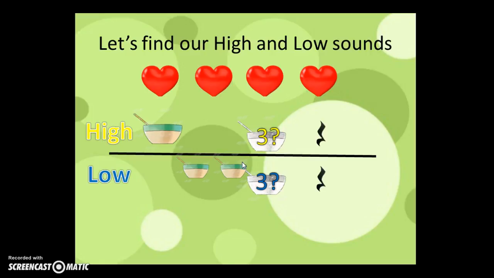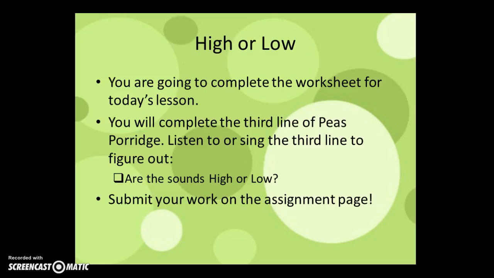Good for you. So the peas porridge hot, that last word, hot or cold, because it's the same exact one in the second line, that would go above the line for the third beat. So that third beat is a high sound. Good for you. So your assignment today is you are going to help me figure out high or low.